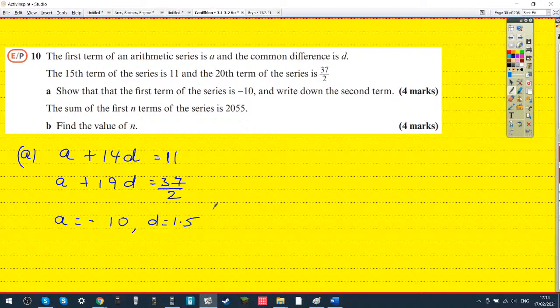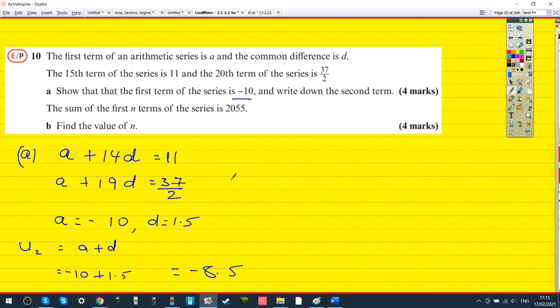Okay. A is minus 10, so that's the first term. Right, what's the second term? A plus D, so minus 10 plus 1.5. So minus 8.5. That's good to me.